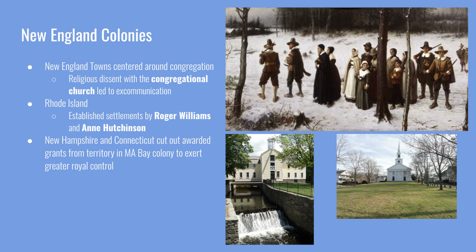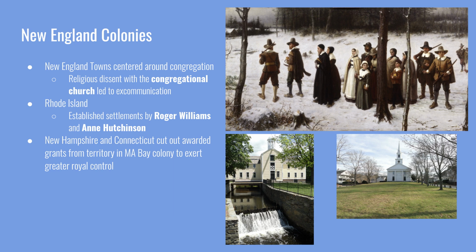The New England towns that they settled centered around their congregation, and religious dissent within that congregational church was not always welcome. Anyone that disagreed with the congregational church would be banished from the colony. There were two examples of this. Roger Williams and Anne Hutchinson both ended up creating new settlements in what would later become Rhode Island and Connecticut. Therefore, religion was very important to the original separatist and Puritan colonists.